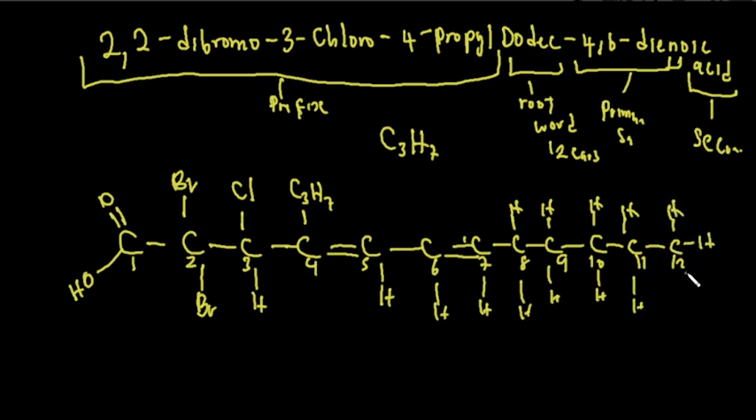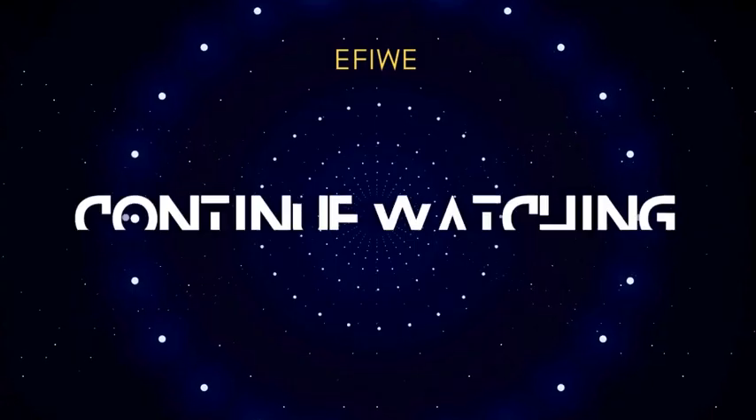So 3 hydrogen atoms. With this, I presume you have understood how to convert an IUPAC organic name to a structure. Thank you very much.